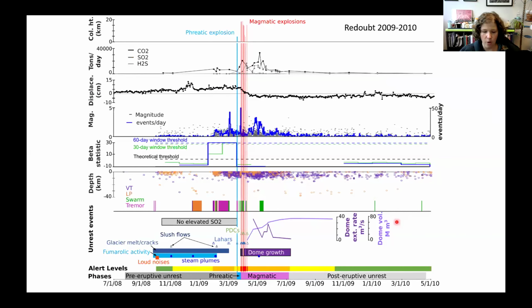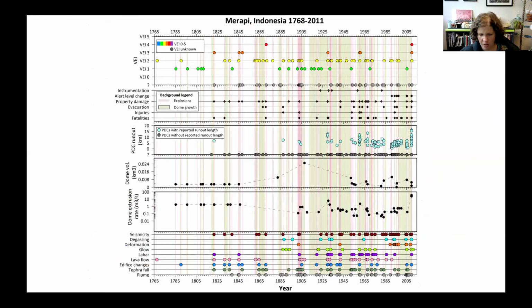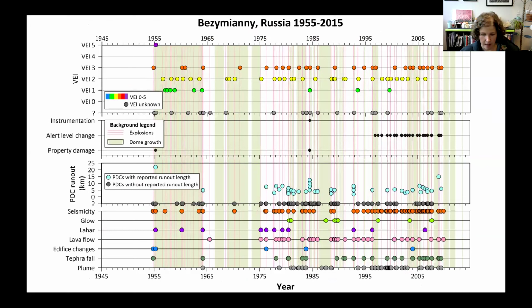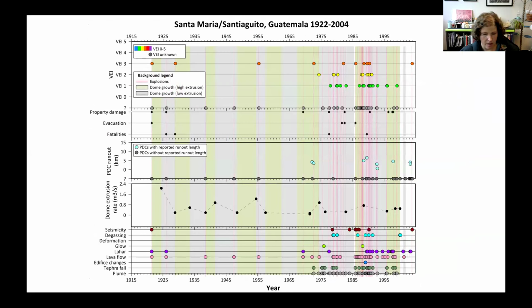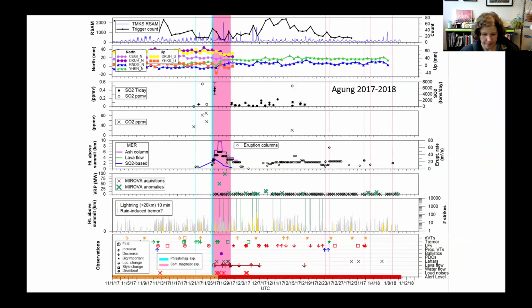I'll just show you some quick examples of what these eruption chronologies might look like. This is one for Redoubt, where you can see that there's instrumental monitoring data plotted alongside a lot of these observational events down at the bottom. I'll go through these quickly. Here's about 300 years at Merapi. This is basically all event data, different sizes of explosions, different types of events, extrusion rates, dome volume, etc. Another for Bezymianny in Russia, Santa Maria in Guatemala.